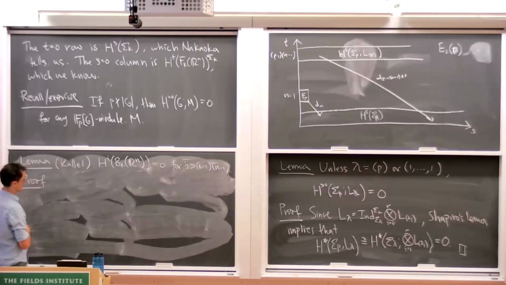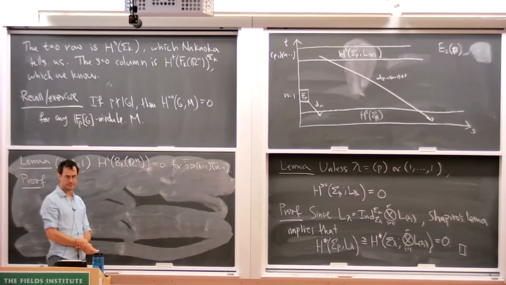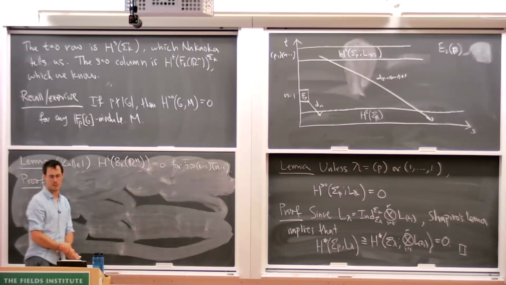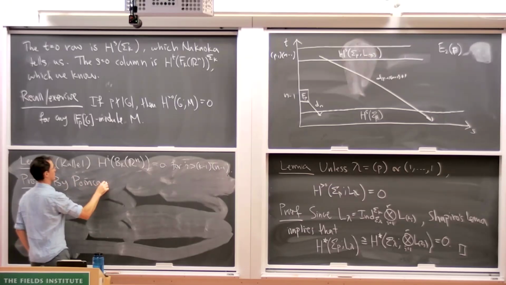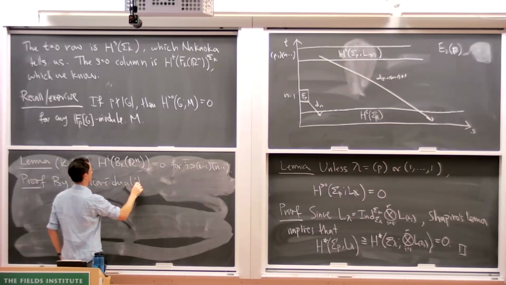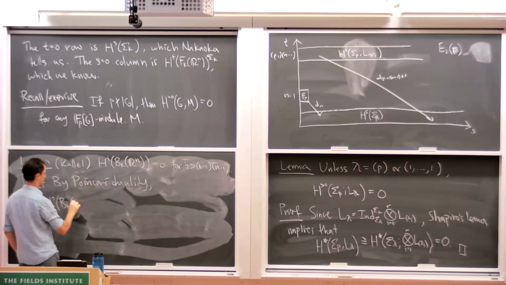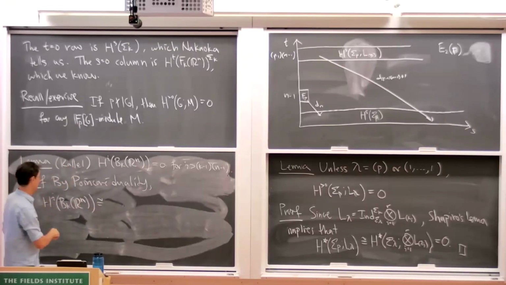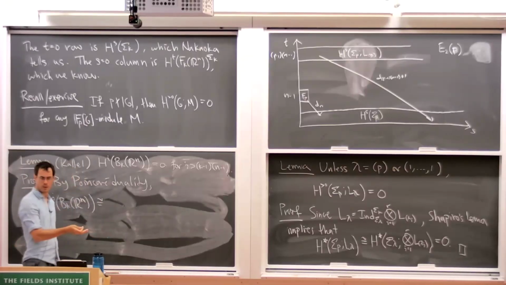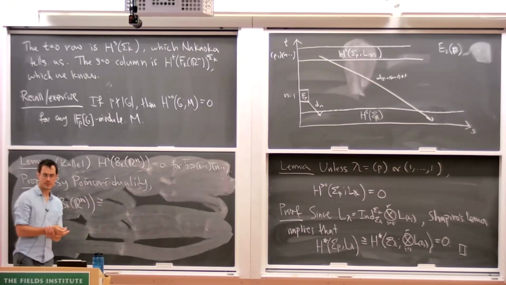And the proof is simple. So the configuration space is a manifold, so it has Poincaré duality, right? And by Poincaré duality, the cohomology of this manifold is isomorphic to the compactly supported cohomology. And the compactly supported cohomology is the same thing as the reduced cohomology of the one-point compactification.